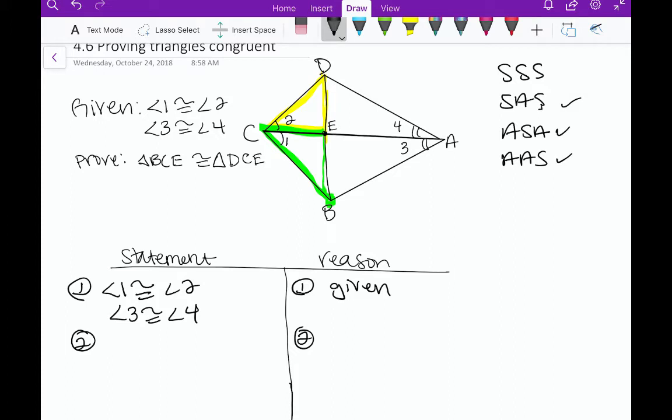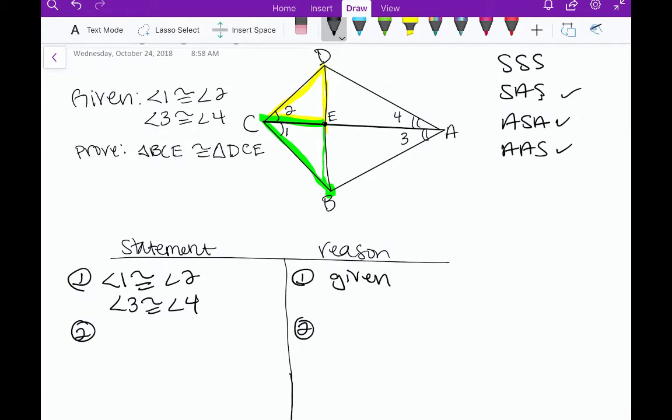In order to use side angle side, I would need CD to be congruent to CB and CE congruent to CE. Well, CE is already congruent to itself, so I'm probably going to need to use that at some point. So let's go ahead and write that down. CE is congruent to CE, and that is the reflexive property. We're going to probably need that because, again, that side is on both triangles.